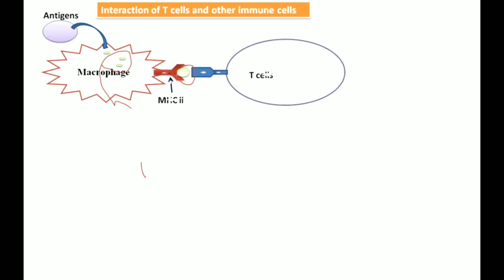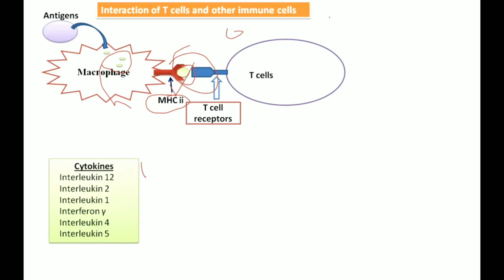Now the T cells, with the help of T cell receptors present on the surface of the T cell, can interact with this macrophage that is presenting the antigen with the help of MHC 2, major histocompatibility complex 2. The T cell and the macrophage can now crosstalk with each other. What happens? The crosstalk is with the help of some chemicals known as cytokines.